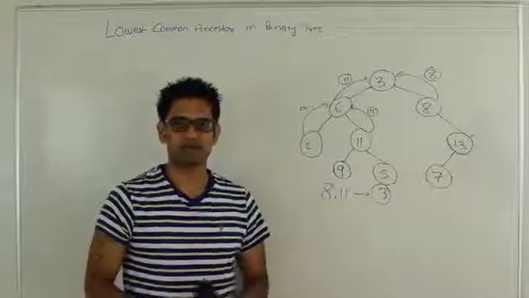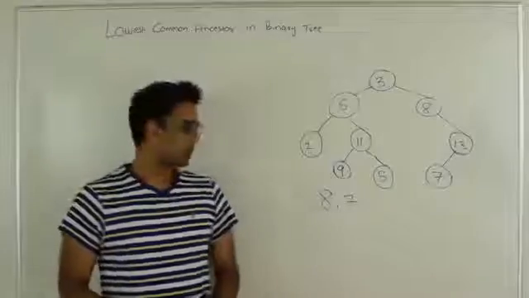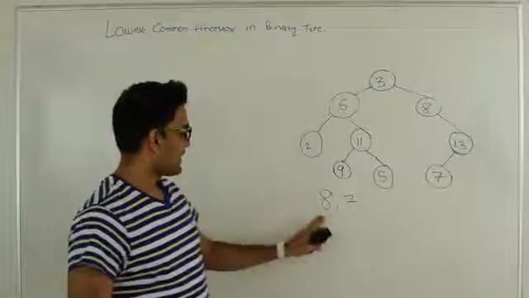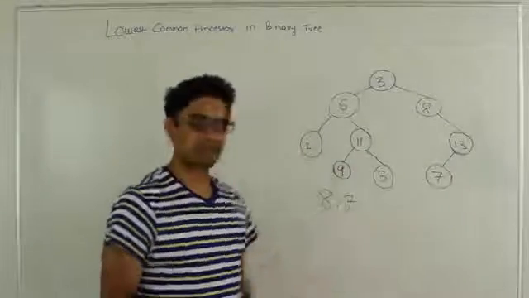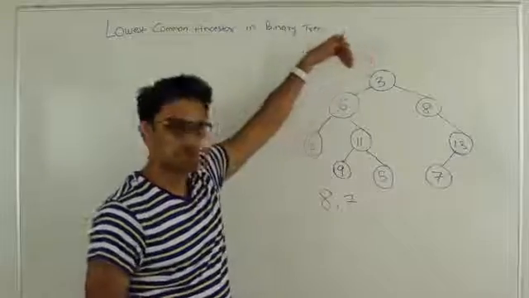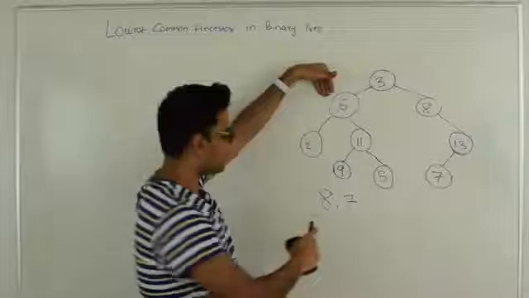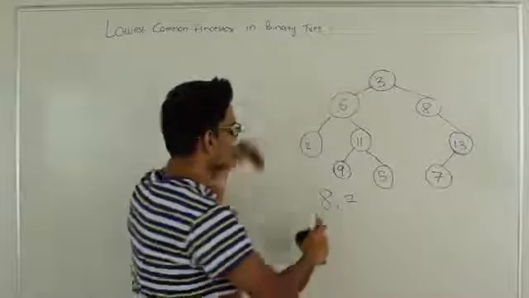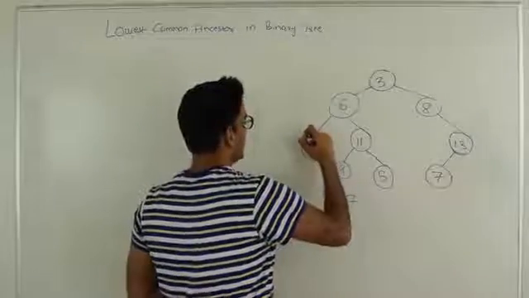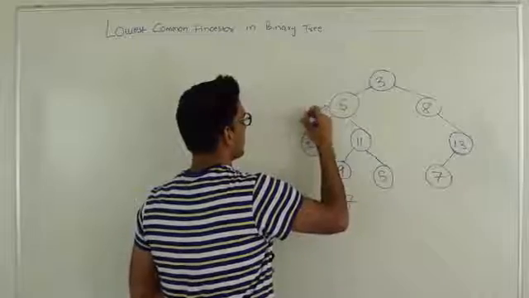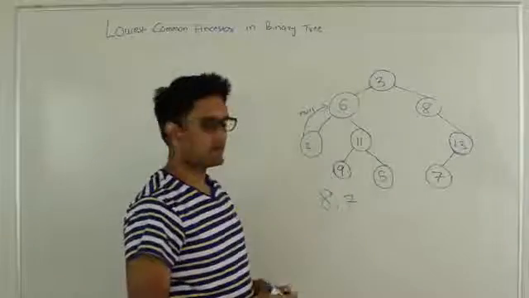Let's take one last example. Now we are looking for a lowest common ancestor of 8 and 7. So we start from 3. 3 is not same as 8 and 7, so we go on the left side. 6 is not same as 8 and 7, so we go on the left side. 2 is not same as 8 or 7, so this returns null. Then we go on the right side of 6.